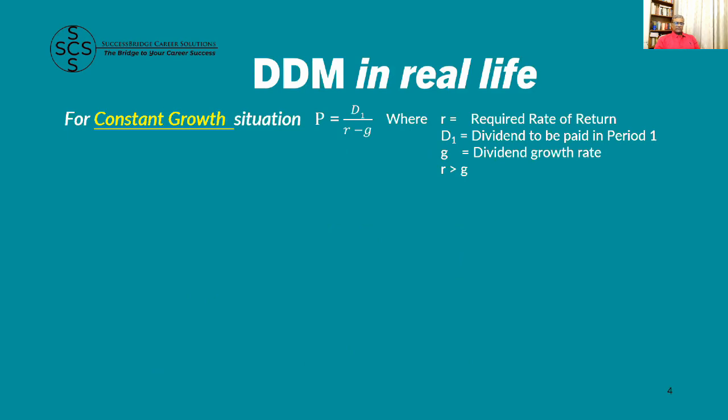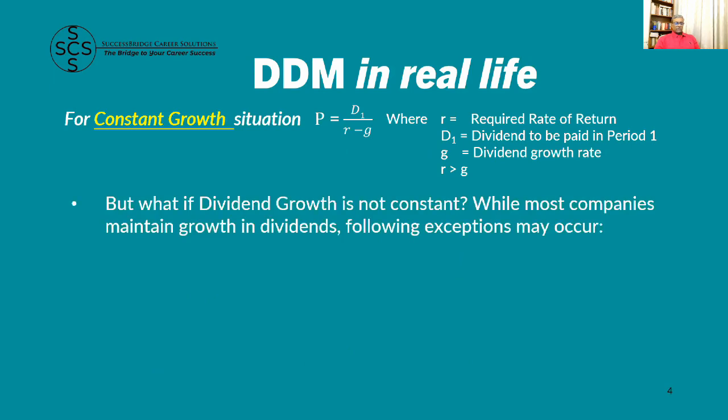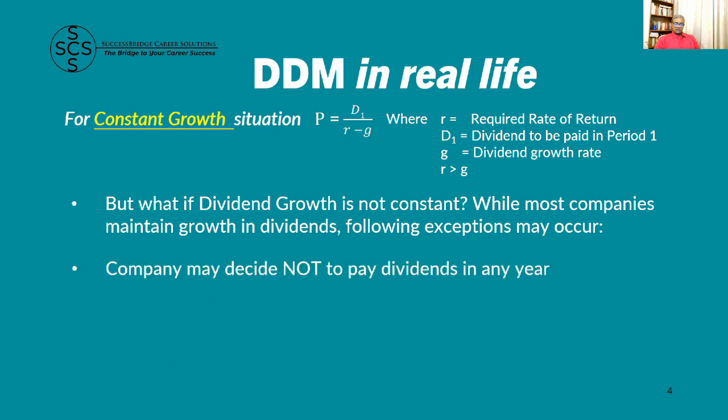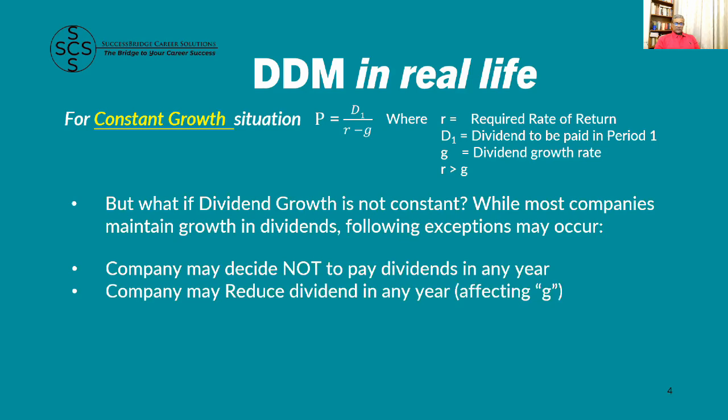So again, we have P equals D1 divided by R minus G, with these definitions of the individual terms. But what if dividend growth is not constant? While most companies do maintain growth in dividends, the following exceptions may occur. As I said earlier, a company may decide not to pay dividends in any year. Companies may reduce dividend in any given year, affecting G, if the business cycle is not good, or the company may decide to pay increased dividends.